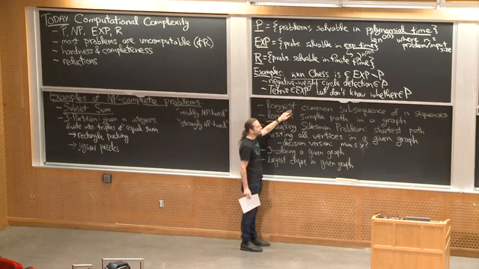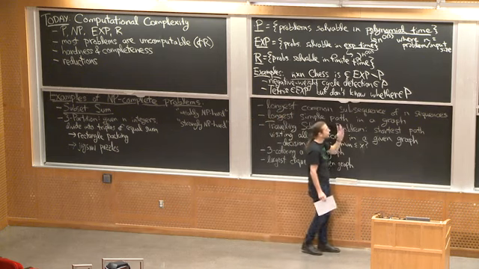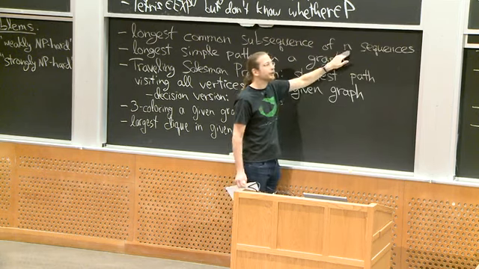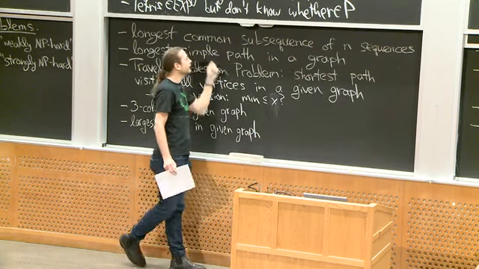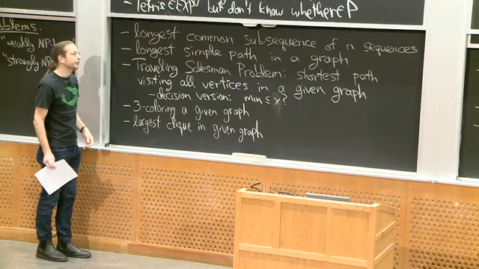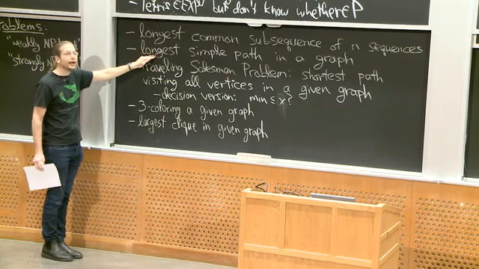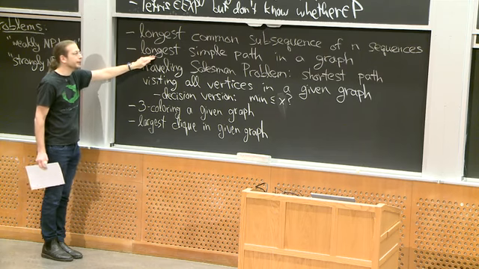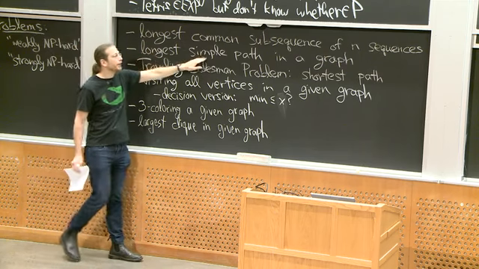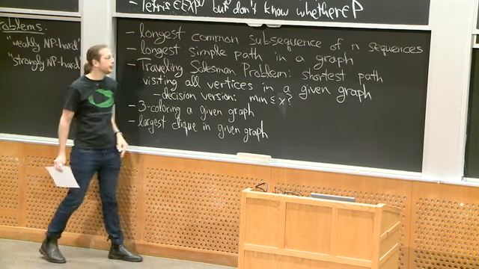Longest common subsequence is another dynamic programming problem we saw with 2 sequences. I mentioned you could solve it for 3 or 4 or any constant number. But if I give you n sequences, each of length n, that problem is NP-complete. Longest simple path in a graph. We know how to solve longest path. You just solve shortest path with negative weights. But longest simple path, where you don't repeat vertices, that's NP-complete.